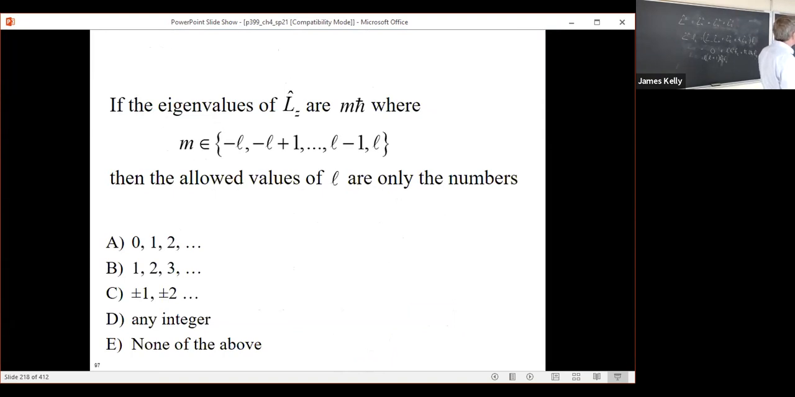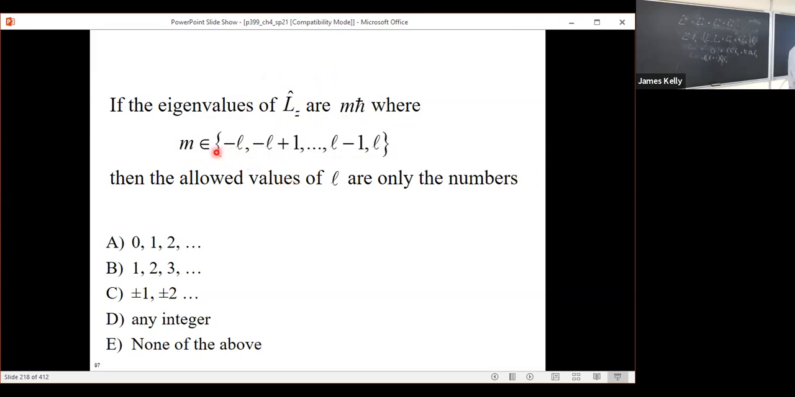Okay, here's a voting question. Maybe you know the answer from your previous work. We just showed that if we're on a certain ladder, the eigenvalues of LZ on that ladder are multiples of H bar, where the multiples go from minus L up to L in integer steps, right? Those are what we're calling the M values. And we'll show that those are the same M's that we got before. Right now, they seem to be totally unrelated, even though it's looking rather familiar.